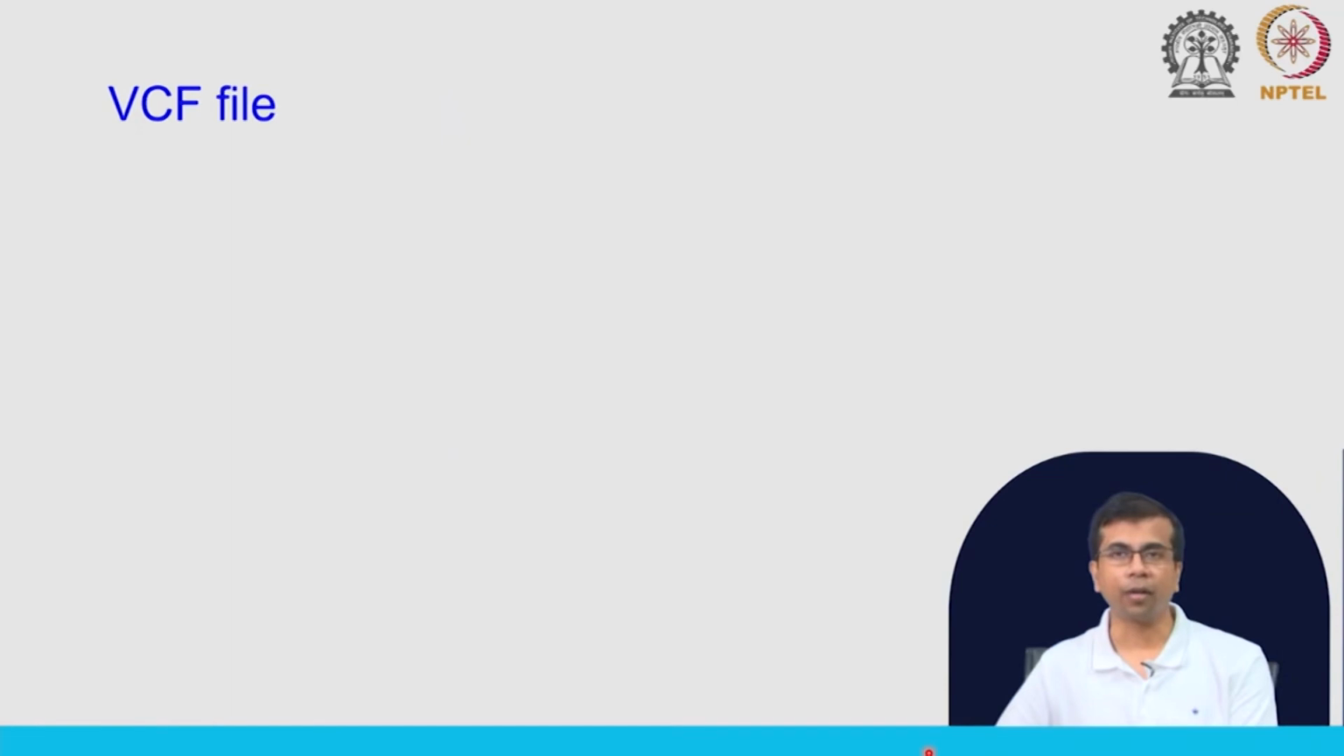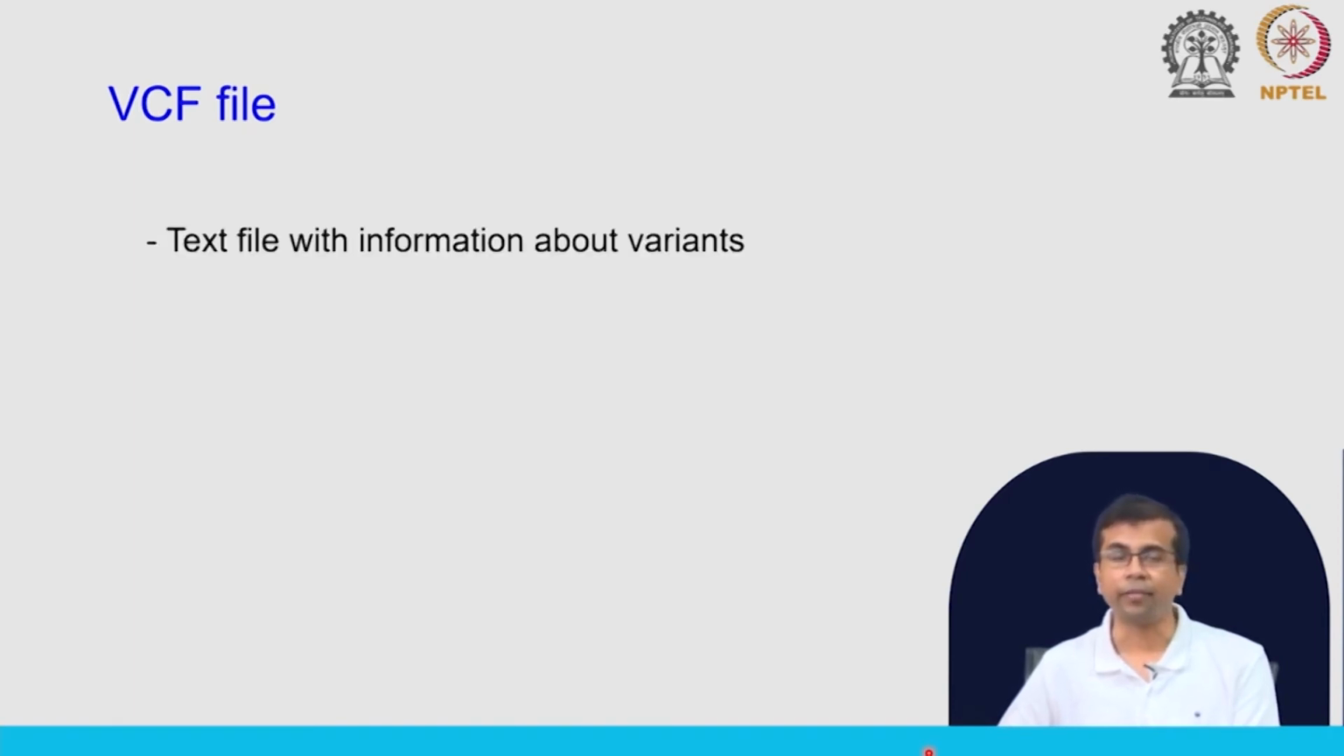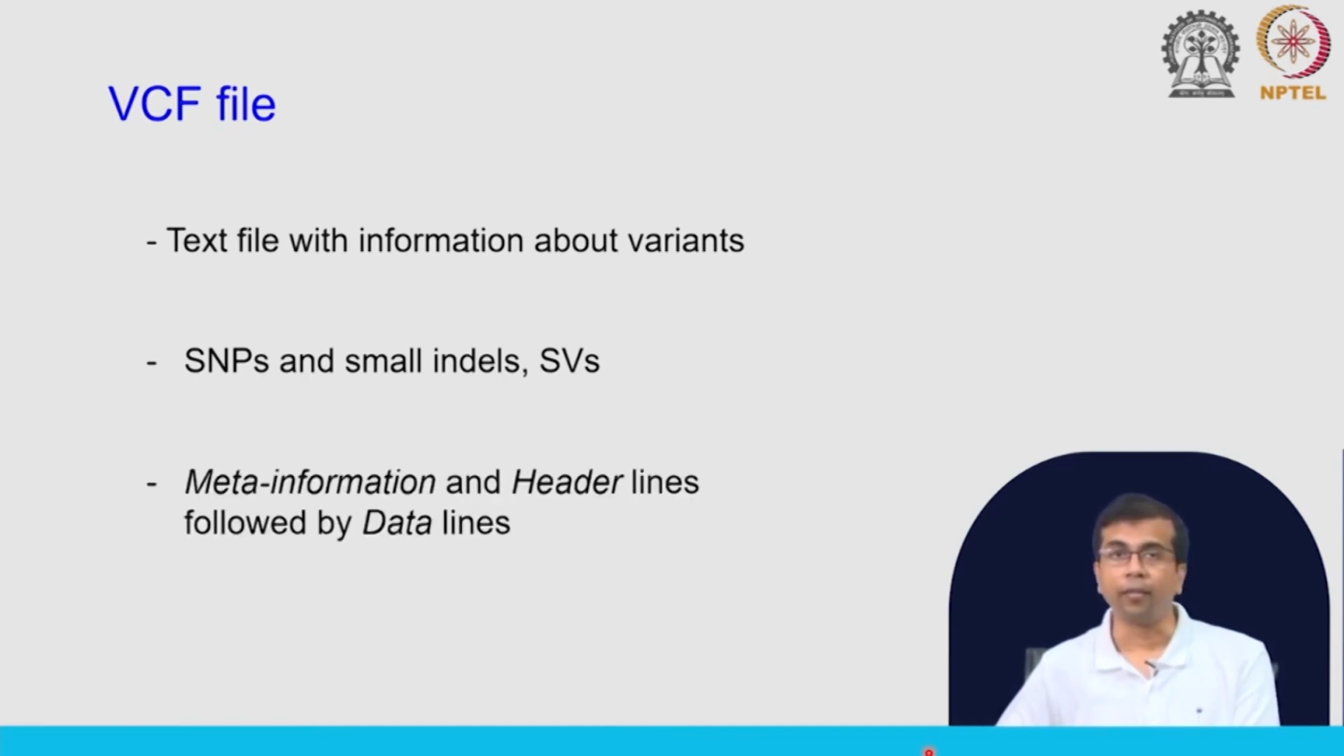So, let us now talk about the VCF files and its contents, so that we can read and understand what we have in there. This is important for the subsequent analysis. A VCF file is a text file which contains information about variants, and it has SNPs, small indels and SVs. Depending on the analysis and the sample that you are working with, you will have different types of information. It will contain 3 parts mostly.